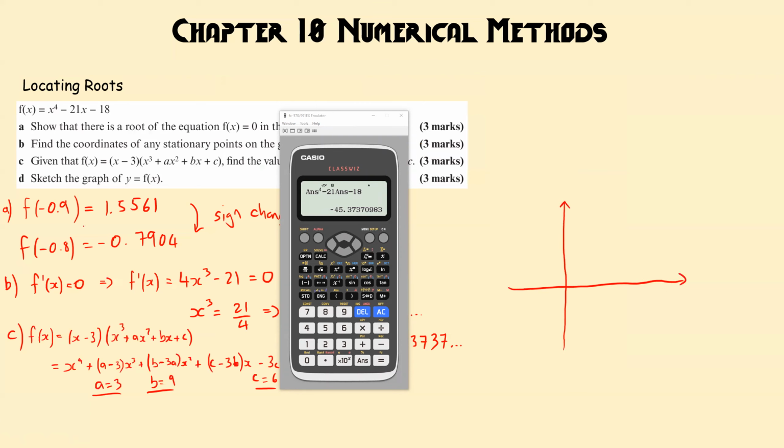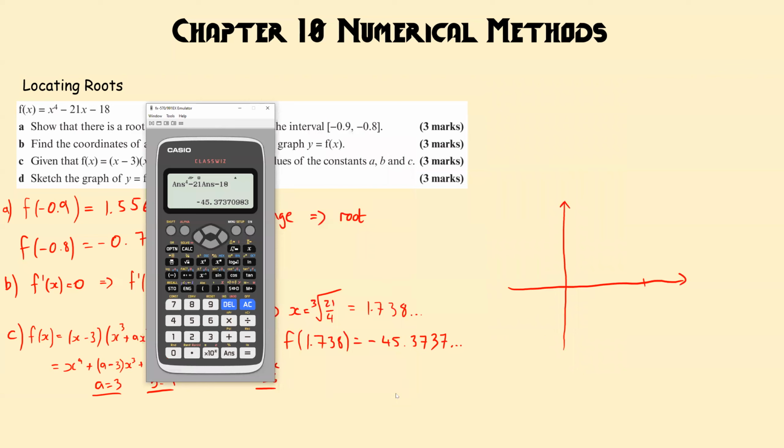And we know its other one from here. We know it crosses at 3 as well, so I'm going to put that in there. So we've got 3. Basically, it comes down here. It's got a turning point at 1.74 and minus 45.37. Let's just move this across so you can see. So that's quite far down here. If that's 3, it's probably just over halfway, somewhere around there.